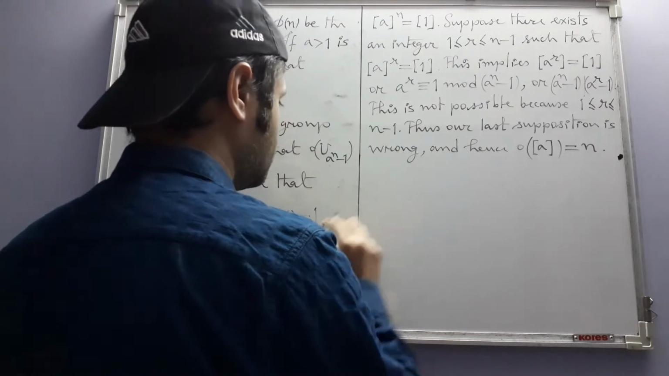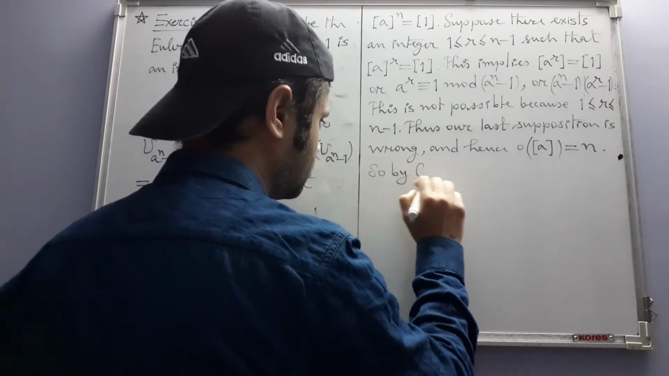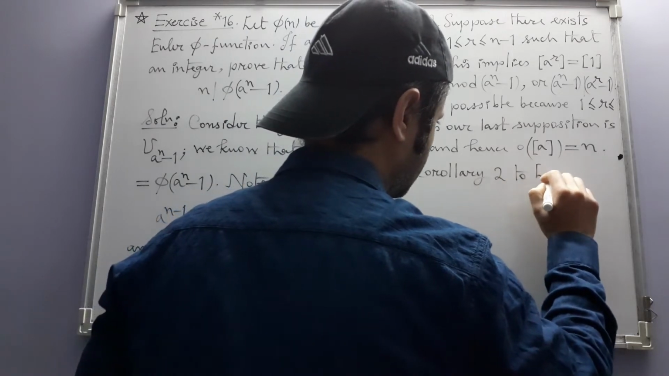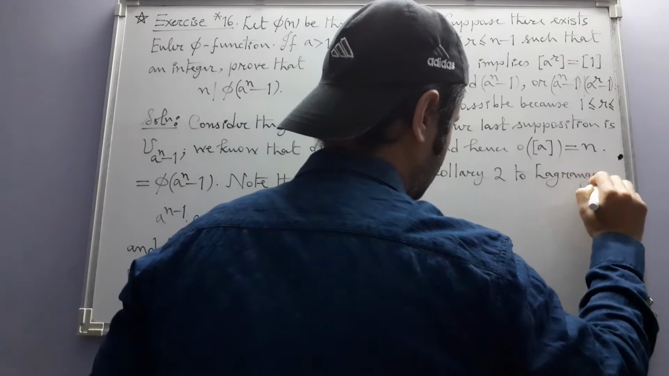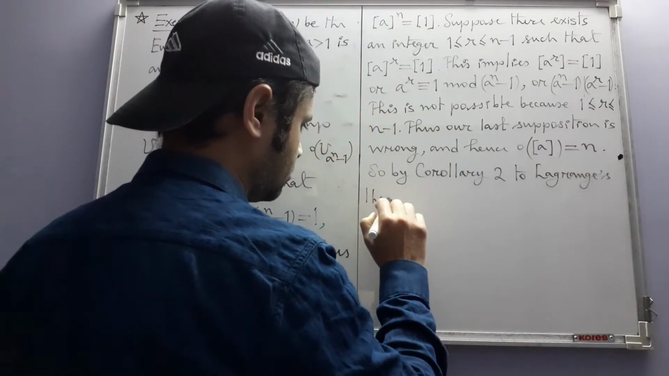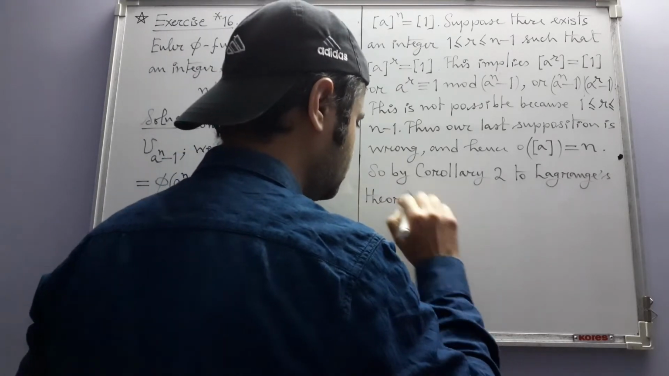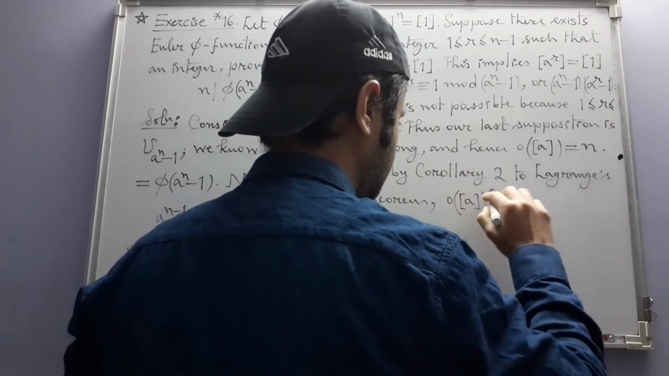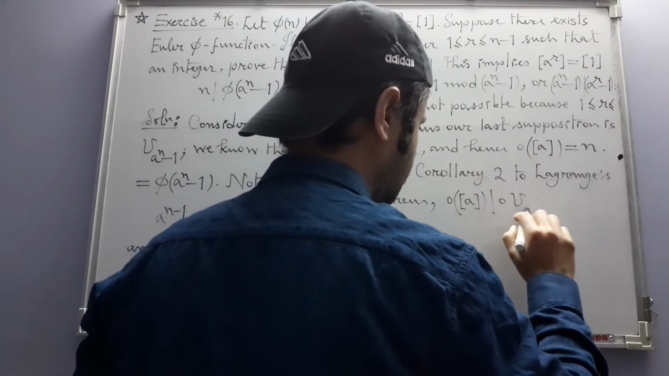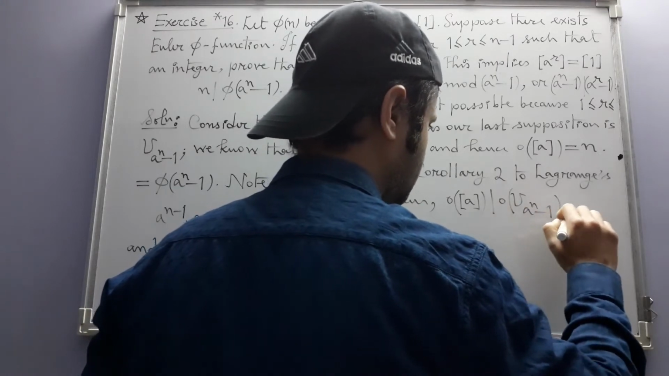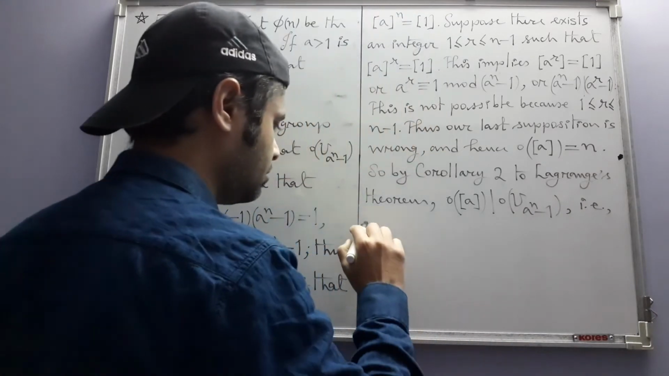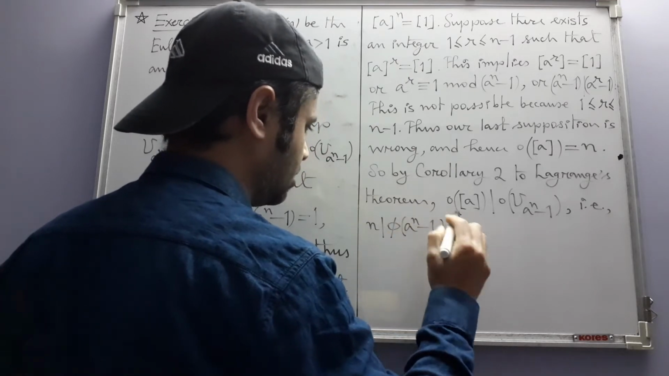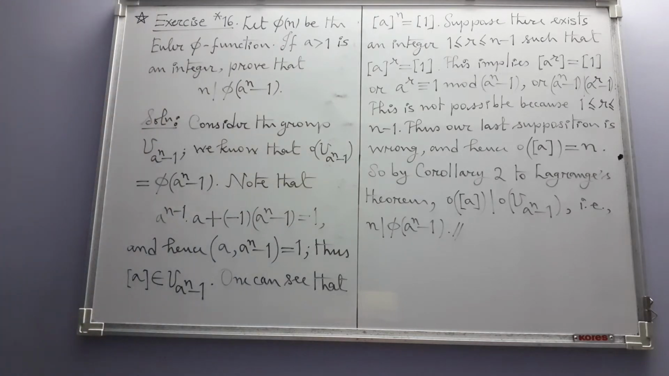So, that is corollary 2. By corollary 2 to Lagrange's theorem, this order divides the order of the group, i.e. n divides phi of a^n - 1. So that completes the solution.